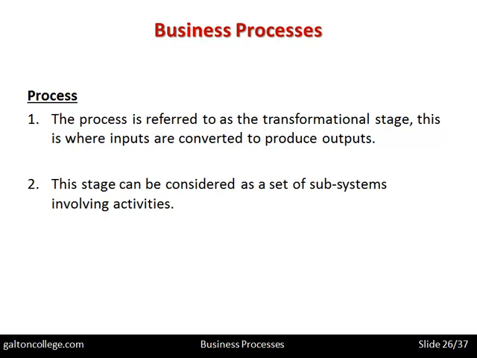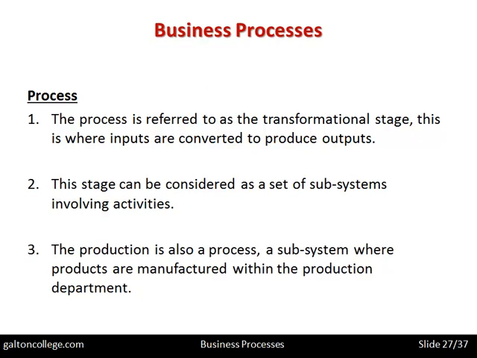So it's often the case that when we think of a product, we should really extend our thinking to include subsystems. And the subsystems will have inputs, transformation, and outputs, the same as the main system will have inputs, transformation, and outputs. But instead, the subsystem fits in to the bigger system. The production is also a process, a subsystem where products are manufactured within the production department.